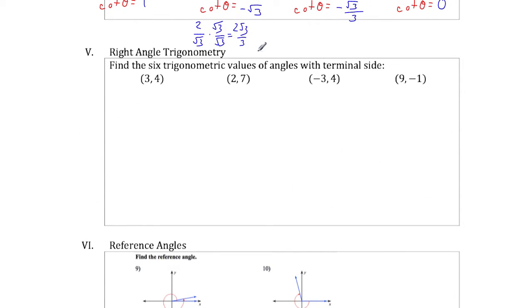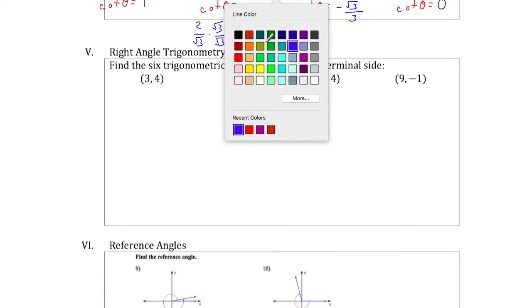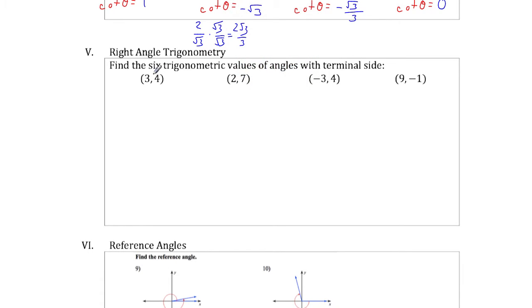For these problems, when we have a terminal side, this radius is not 1, so we need to remember that x squared plus y squared equals r squared. So here, 3 squared plus 4 squared is equal to r squared.